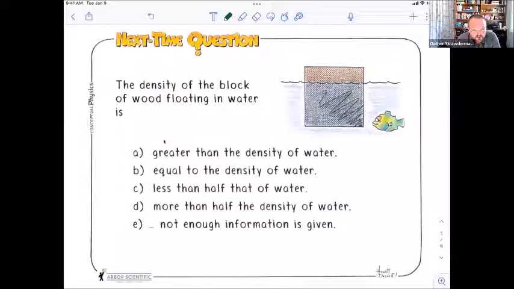This is a neat relationship. I always show my students the moon one before this one, because if you show the students this one first, then the moon answer is more obvious, and I'll show you why. In this case, the density of the block of wood is more than half the density of water, and I'll show you why that's the case with a derivation.